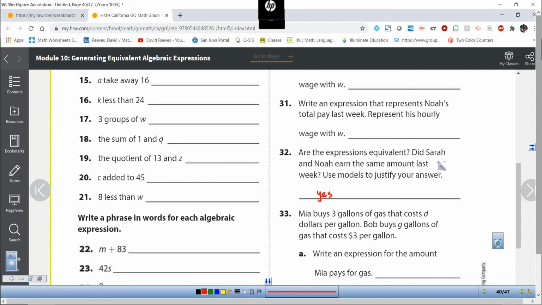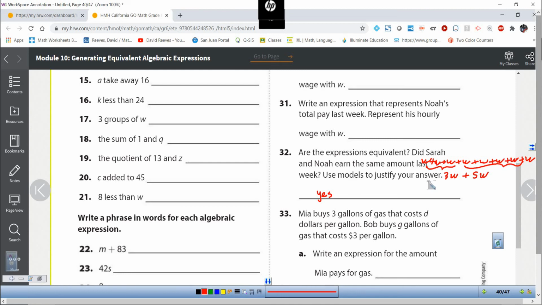Well, if we were actually going to do this for Sarah, it would be W plus W plus W plus W plus W plus W plus W, and let me put another one over here, plus W. So here's her 3 W's, and here is her 5 W's. So 3W plus 5W.